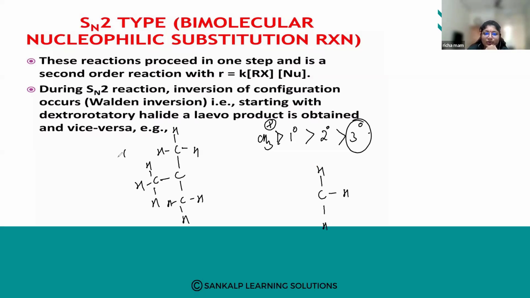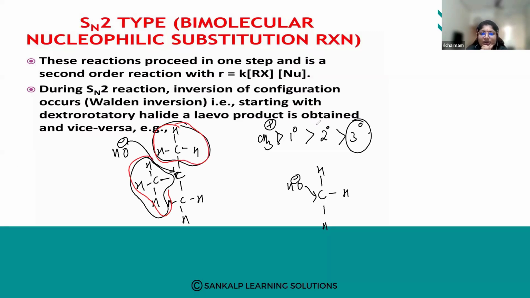Now, if I want to attack with the nucleophile, so much steric hindrance is there, right? Big groups are present, so it is very difficult for the nucleophile to attack the carbon. But in the case of the methyl carbocation, the attack is easily possible. So the reason is steric hindrance; methyl is more stable, then primary, then secondary and tertiary. I hope this is clear. Yes, is it clear? Okay, fine.